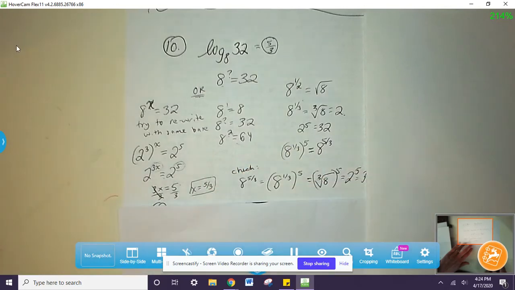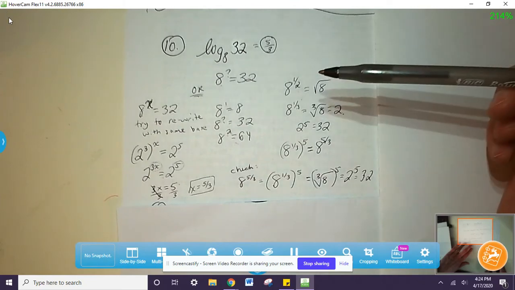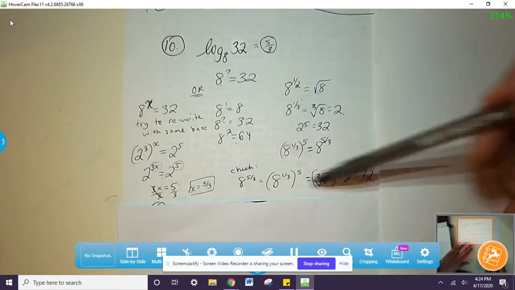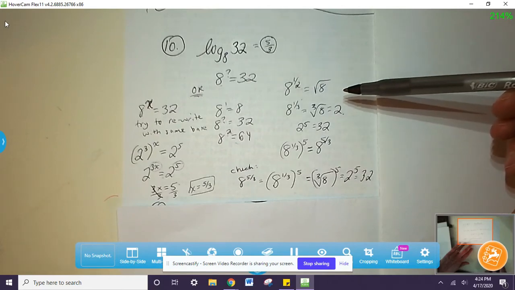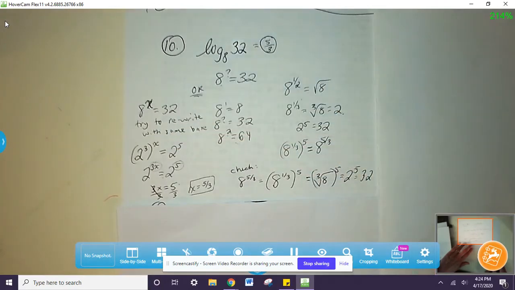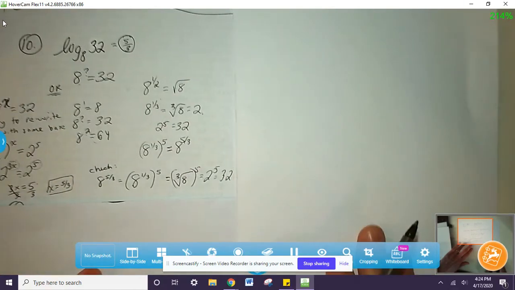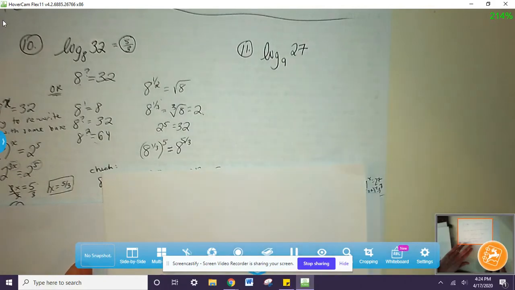So it doesn't matter to me which way you want to go about this. If you know your radicals and your roots pretty well, then you might be okay with this method. If you prefer a little more structure with an algebraic technique, then you might like this method better, where you try to rewrite both sides with the same base. Let me go ahead right now and give you another one of these, because this is usually the least favorite type of example. So let's have you try log base 9 of 27.